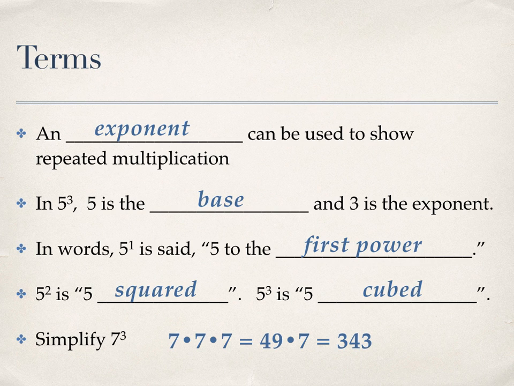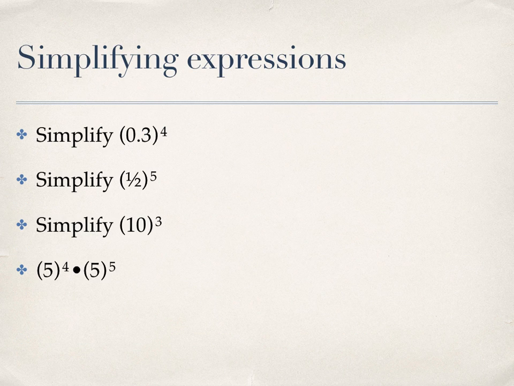So let's get practice simplifying expressions with exponents. In the first expression, 3/10 to the fourth power, we multiply 0.3 by itself 4 times, and that will be 0.0081.